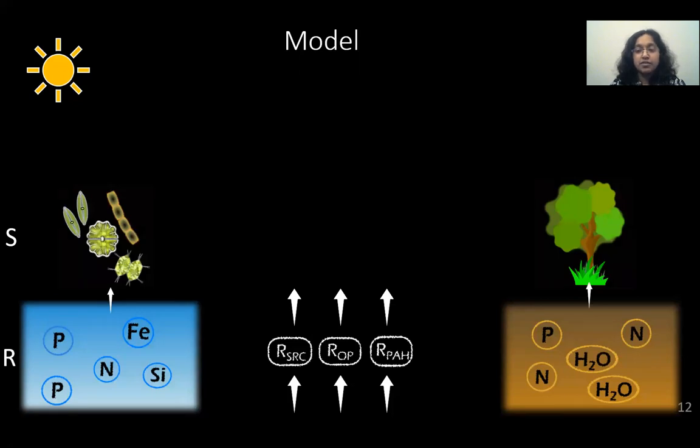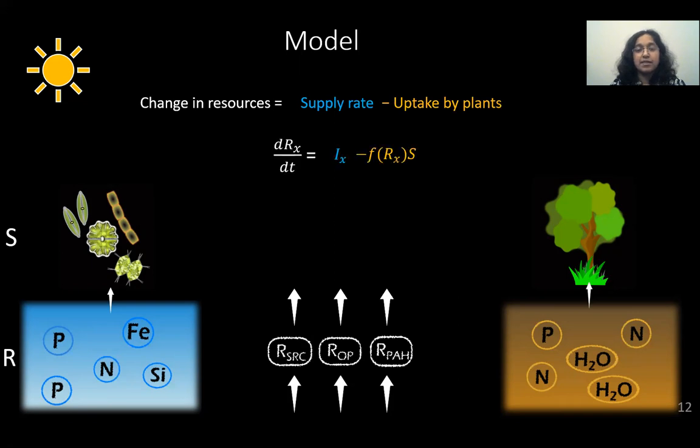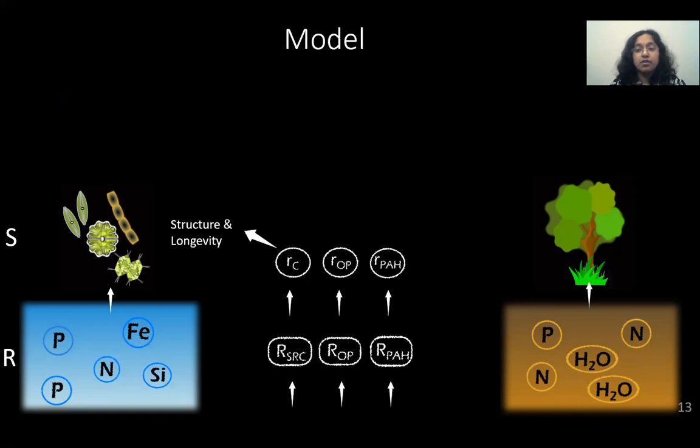Therefore, the rate of change of resources is defined as supply minus uptake by plants and mathematically described in this equation. Once in the plants, the resources are converted to compounds that can be used for other reactions. The internal concentration is shown by the lowercase r.